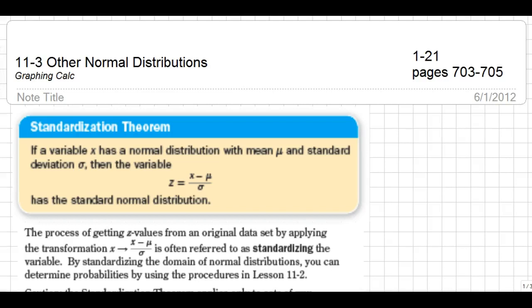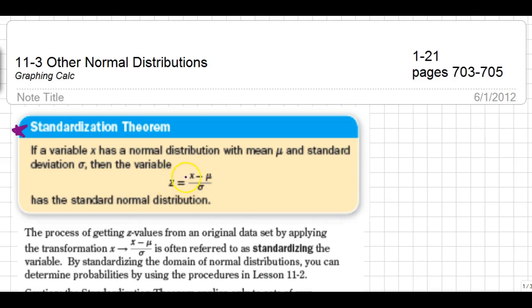This lesson is for FST lesson 11.3 on other normal distributions. Most of what we're going to talk about today is related to this yellow box, the standardization theorem. Students do need to memorize it by name. It's basically turning any score into a z-score.